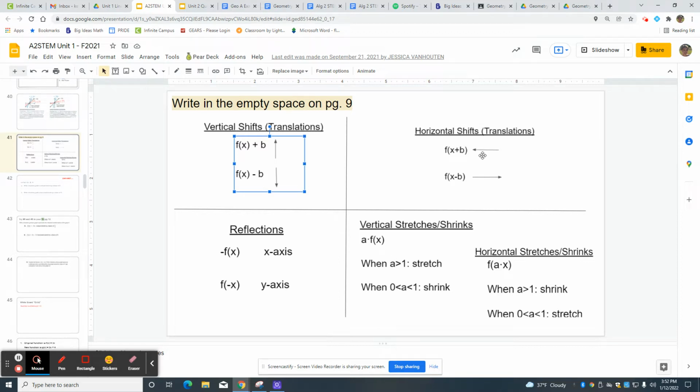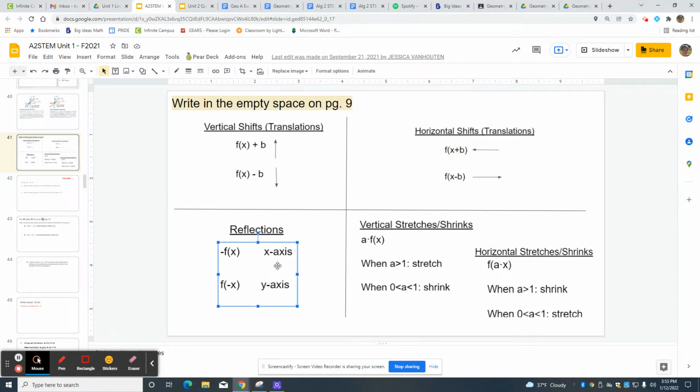Now, if you're shifting horizontally, remember you're going to be adding or subtracting inside the function, inside your parentheses. And remember, this is opposite what you would think. Anything horizontal is opposite what you would naturally think. So if you're shifting left, you're adding. If you're shifting right, you're subtracting.